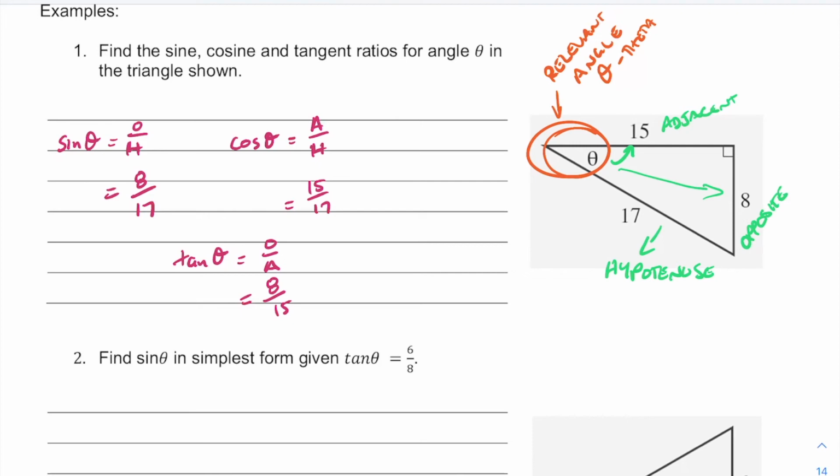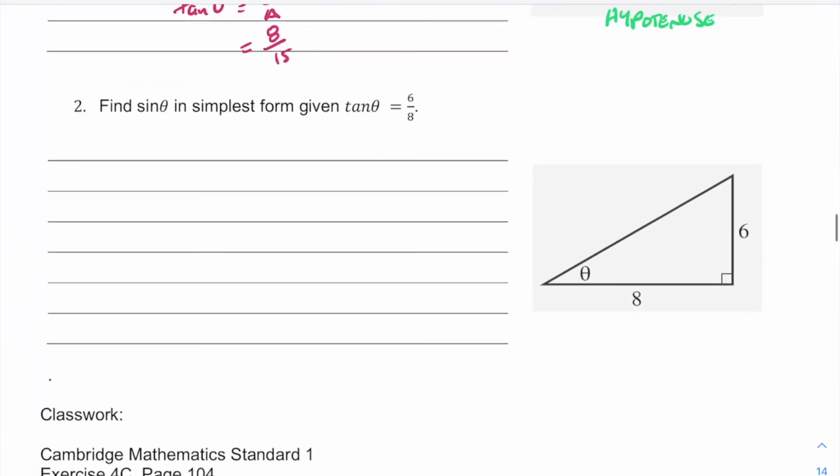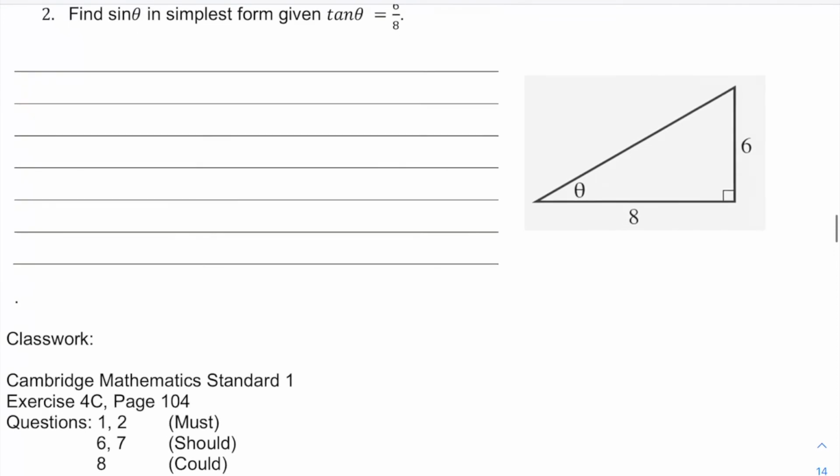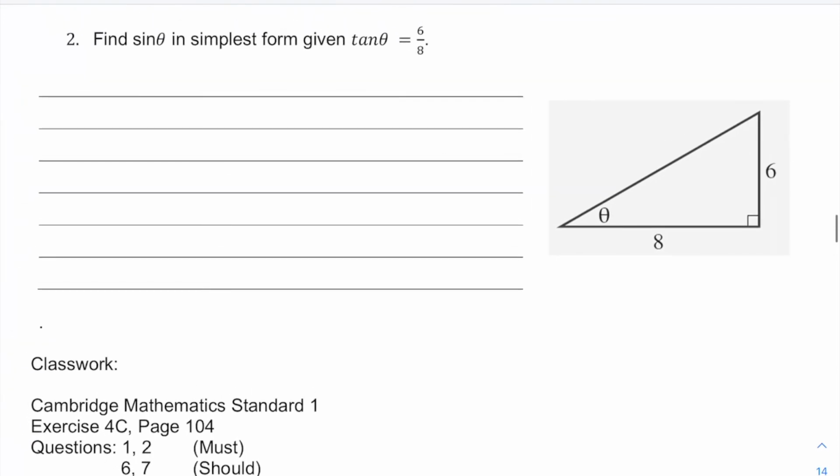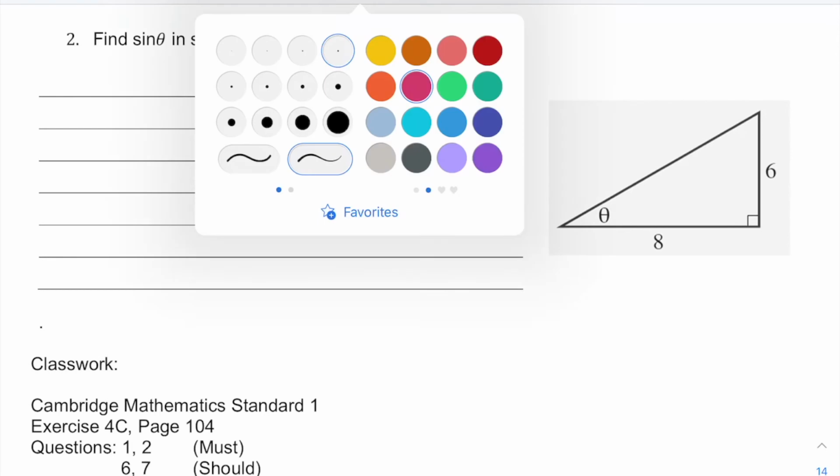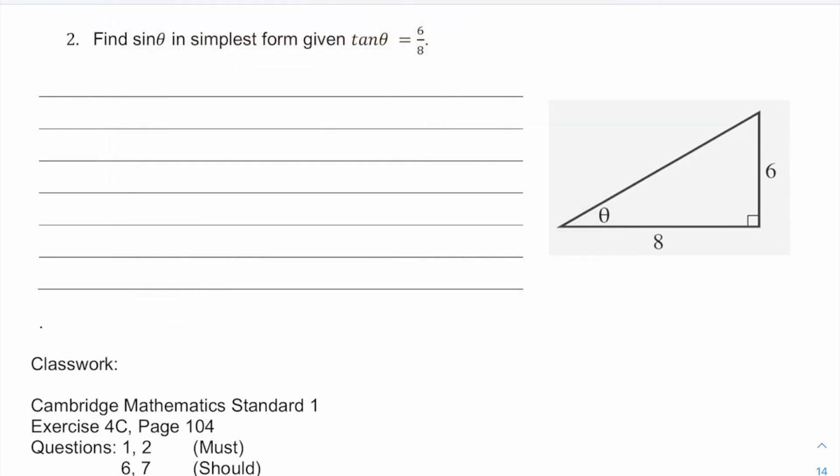Okay, one more example here. We're going to find sine theta in the simplest form, given tan theta equals 6 over 8. So again, there's our relevant angle. We already know that this is opposite. We already know that this is adjacent. And that leaves this as the hypotenuse, which you could also tell because that is directly opposite the right angle. So here's our little right angle in there.